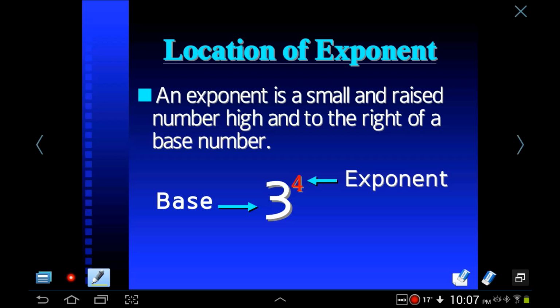Okay, so let's talk about the ins and outs of what an exponent really is. An exponent is a small, raised number high and to the right of a base number. I bet if I asked you all to show me what an exponent is, you could all do it. But right here, what we have is a very basic exponent. This big number is your base, and 4 is your exponent.